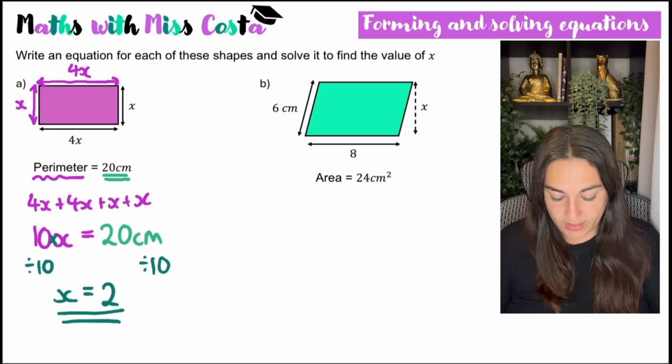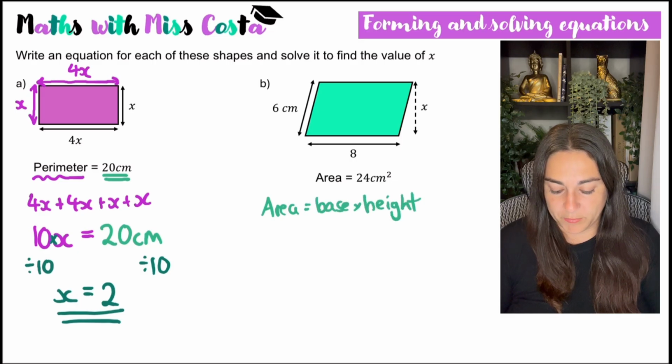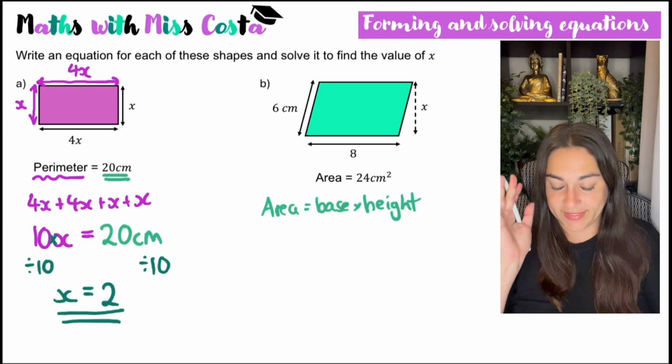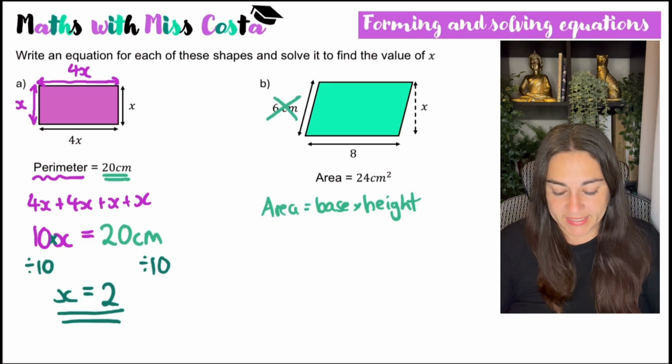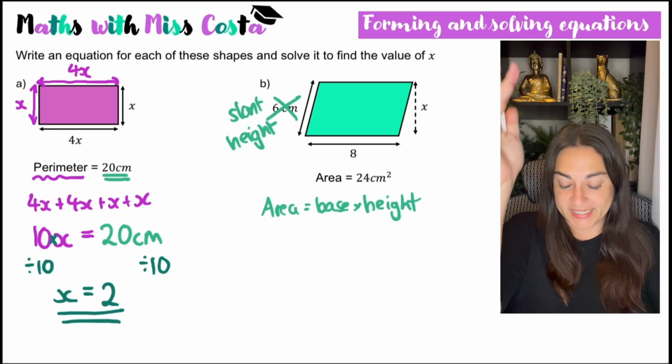So remember, how do I work out area? Area is base times by height. The perpendicular height is what I'm always going to use, so the one that's at right angles to the base. They're sometimes going to give you the slant height to try and trick you, but you're not going to use the diagonal height. You're always going to use the perpendicular height.